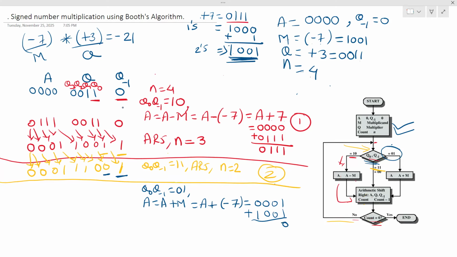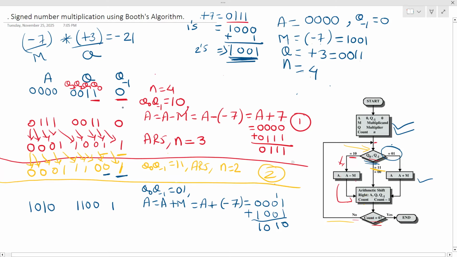So I will perform this addition. 1 plus 1 is 0. Carry 1. 1, 0, 1. So I will have a new value of A as 1, 0, 1, 0. Q will be as it is. Q minus 1 will be as it is. So this step is done.